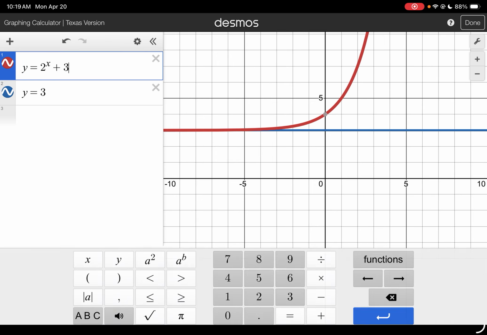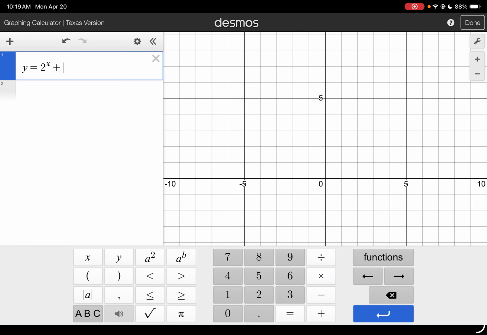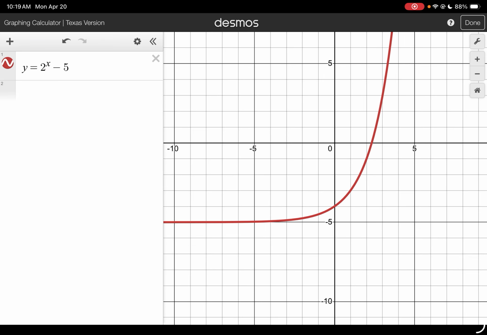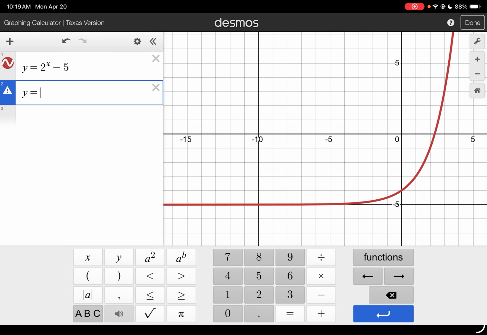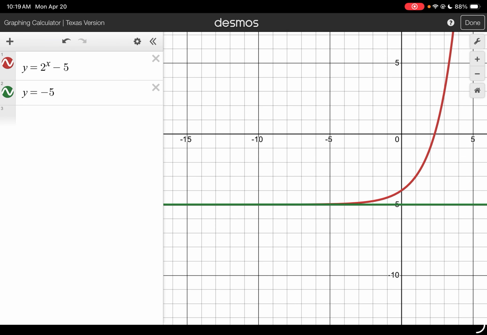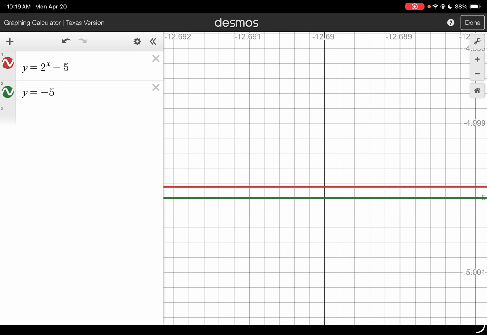So that value at the end, that positive 3, is going to tell us where our asymptote is. If I take my parent function and shift it to -5, so now I'm down here, the function is flattening out at the y value of -5. And you'll notice the asymptote here is going to be y equals -5 instead. So that last number tells us where its boundary line is.